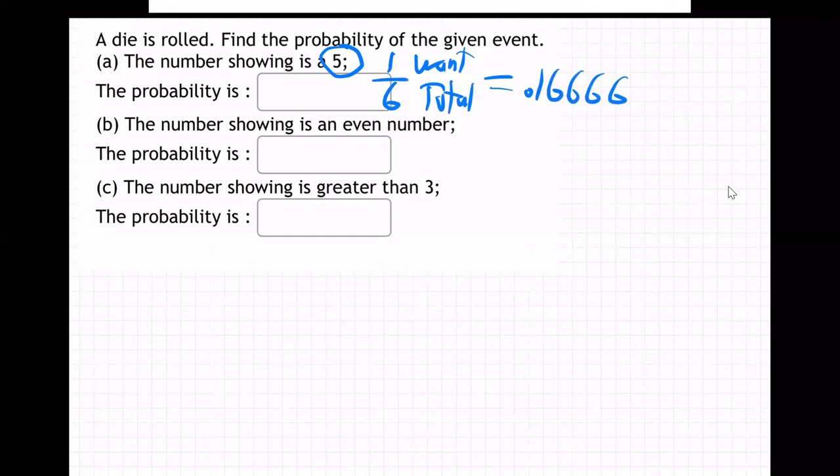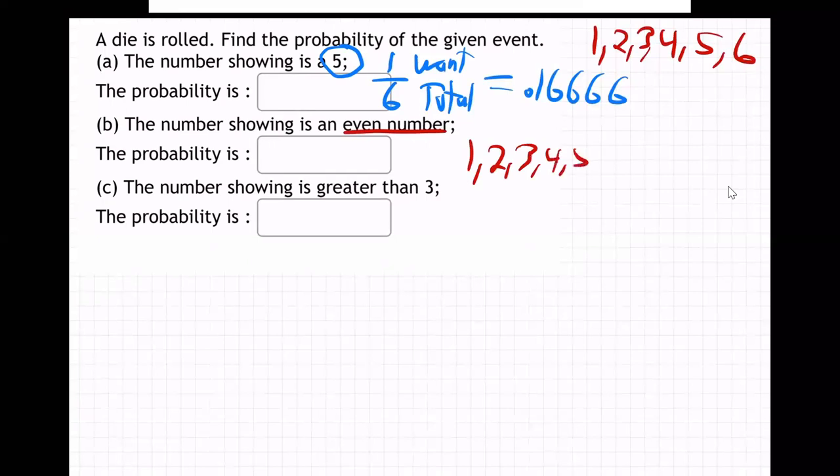So the next one says probability of an even number. So if we're talking about the numbers 1, 2, 3, 4, 5, and 6, right? Those are the 6 different numbers that can come up when we roll a die. How many of those are even? Well, 2, 4, and 6. So that's 3 out of 6.